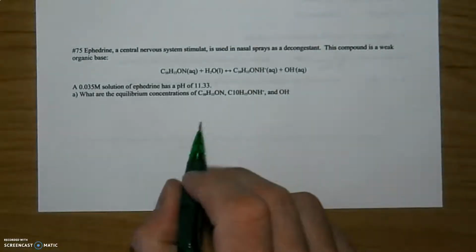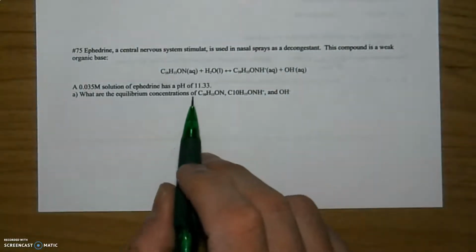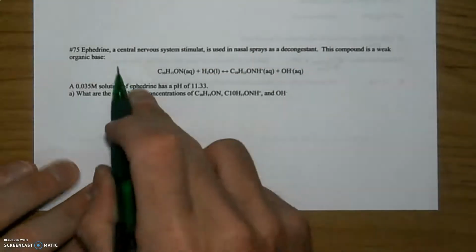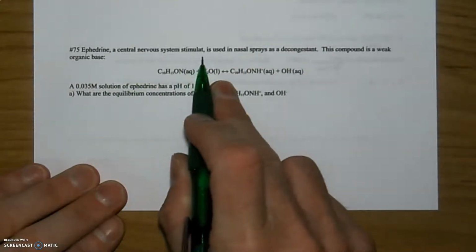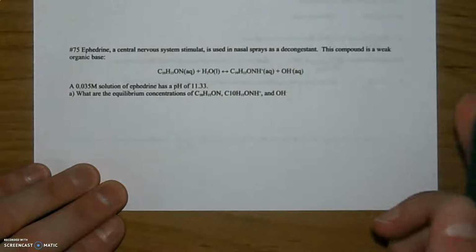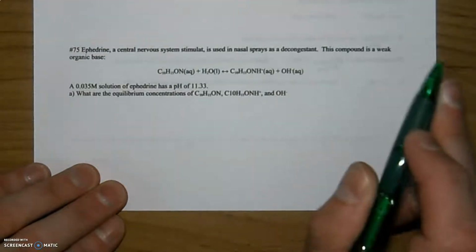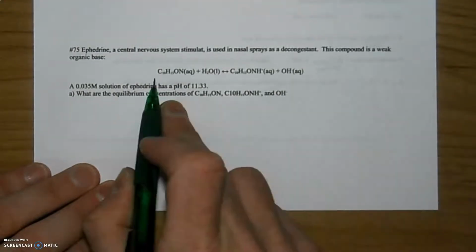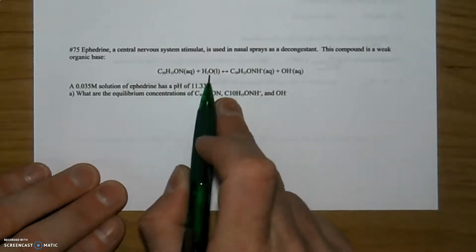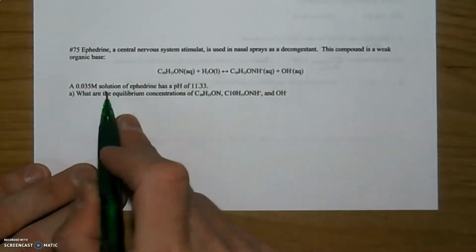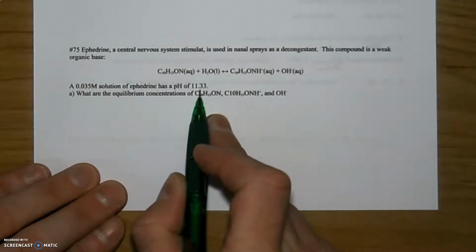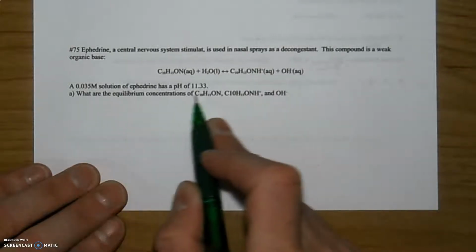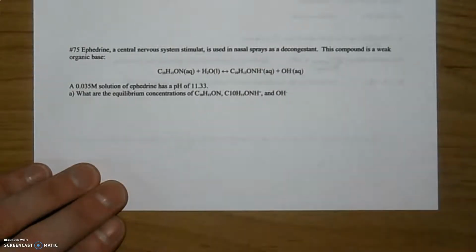All right, let's bounce back over to the homework, and we will look at number 75. It is a central nervous system stimulant, and is used in nasal sprays and decongestants. It's a compound that is a weak organic base. So we have this formula sitting here. It's reacting with water. We have a concentration. It has a pH value. What are the equilibrium concentrations of everything in here?